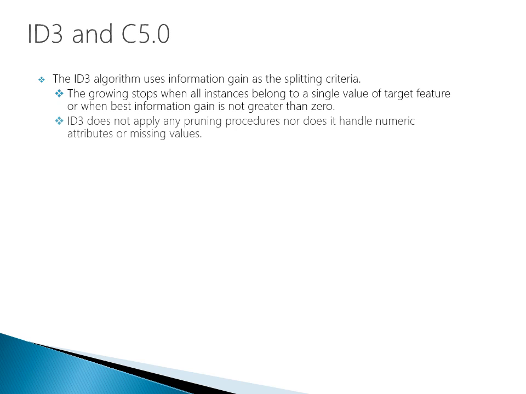I now want to spend a little time discussing a couple other decision tree algorithms that are worth looking into. The first one is the ID3 algorithm, and this algorithm uses information gain as the splitting criterion. The way that the tree works is that the growing stops when all of the instances belong to a single value of a target feature, or when the best information gain is not greater than 0. ID3 does not apply any pruning procedures, nor does it handle numeric attributes or missing values.